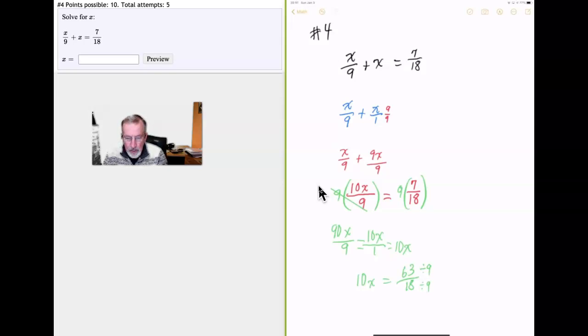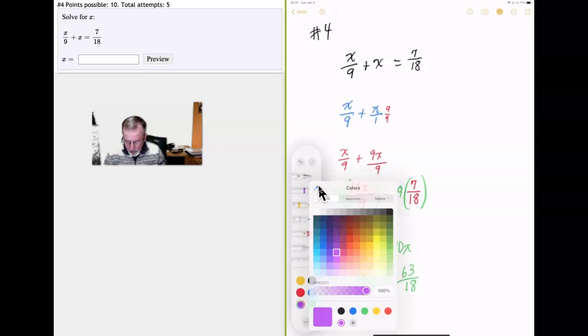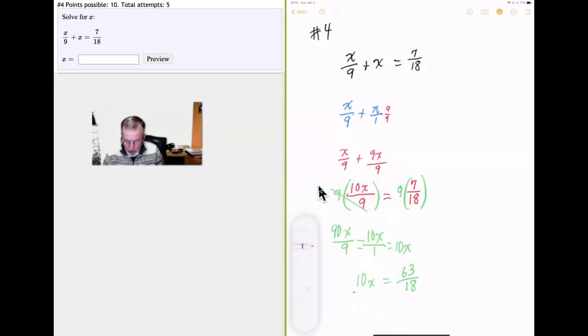I'm going to back that up a little. Let's go back up. That's far enough. So 63 over 18. So in order to get just x by itself, we'll divide both sides by 10. And this divided by 10. All right, so this will leave x, but then how do we divide 63 over 18 by 10?